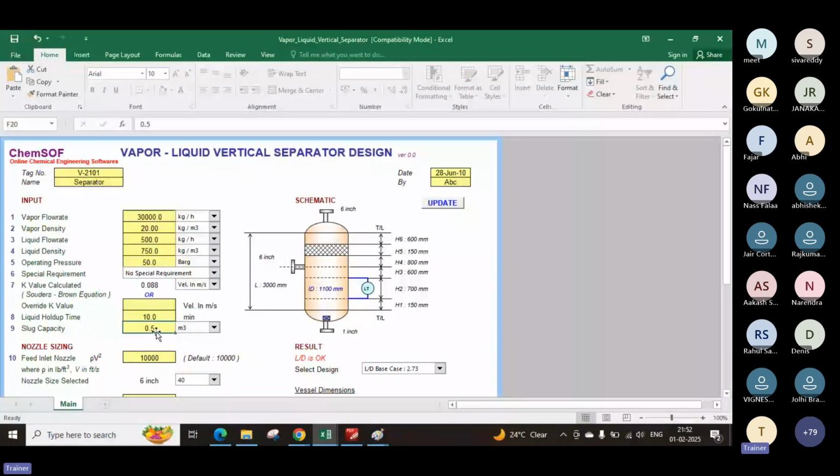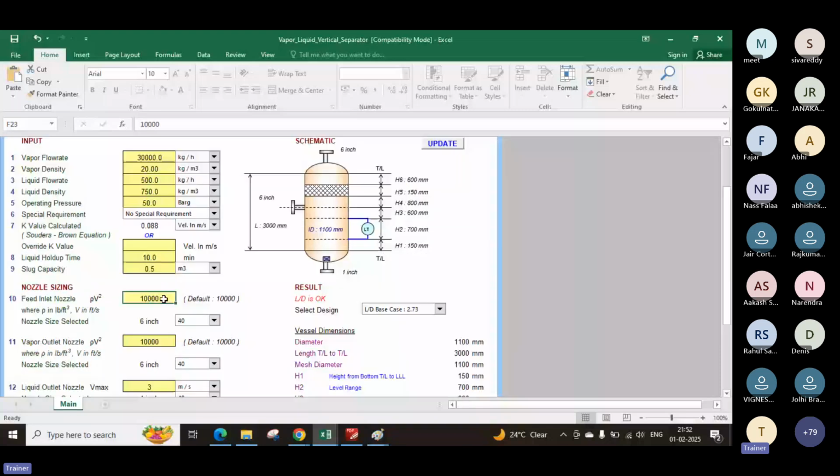Rho v square. So for the feed inlet device rho v square, suppose I have to consider no inlet device, so I will define it as 1400. Then you can see the nozzle diameter has changed. Suppose I consider 8000, so the nozzle diameter has gone down. If I consider the limit of 2100, the requirement has gone high.